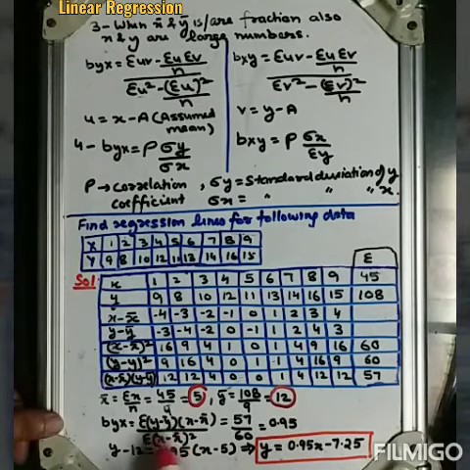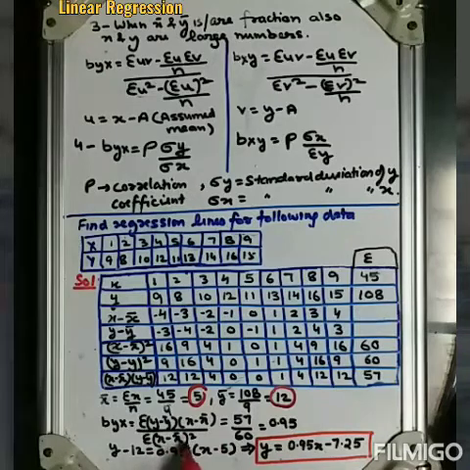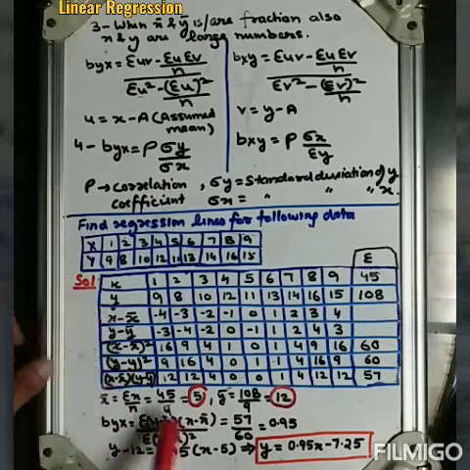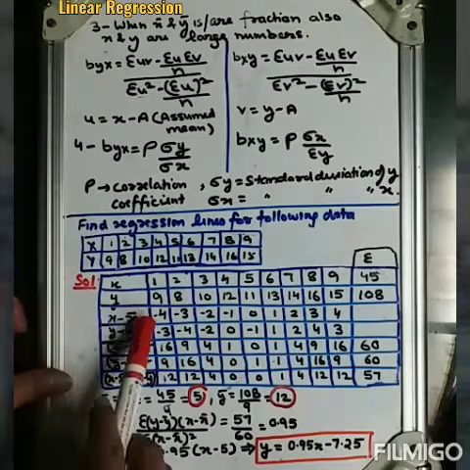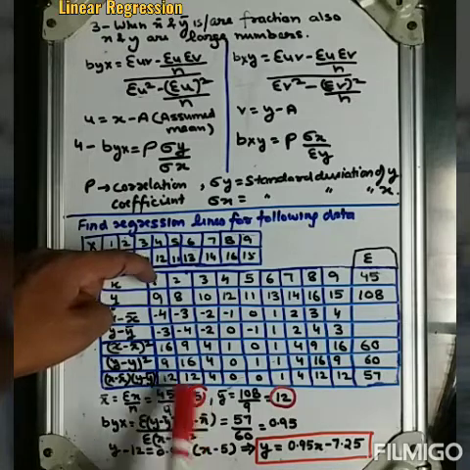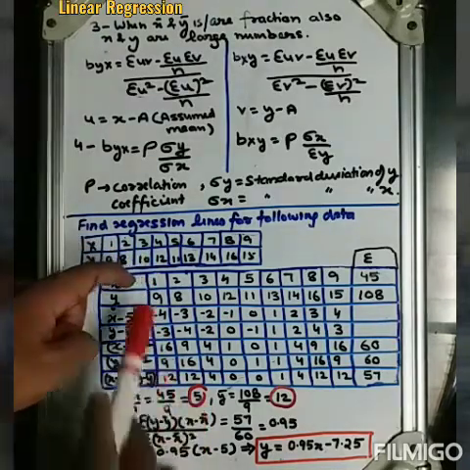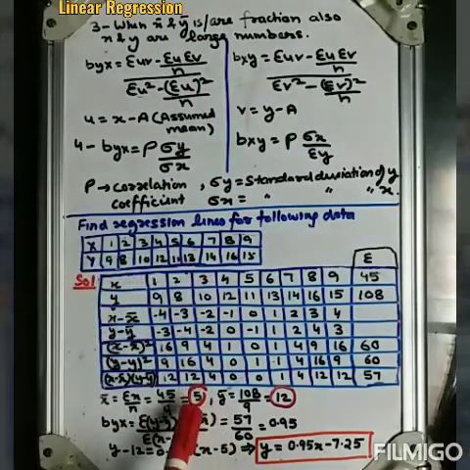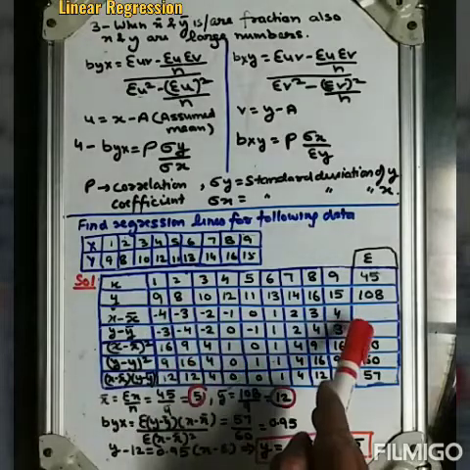This is the first formula: summation of x minus x mean into y minus y mean, upon summation of x minus x mean whole square. So we have to find these values first. First we find x minus x mean, then y minus y mean. The mean we have already taken out. What is the mean? 5. So x 1 minus 5, that is minus 4. 2 minus 5 is minus 3. 3 minus 5 is minus 2. Same way we have calculated all the values.